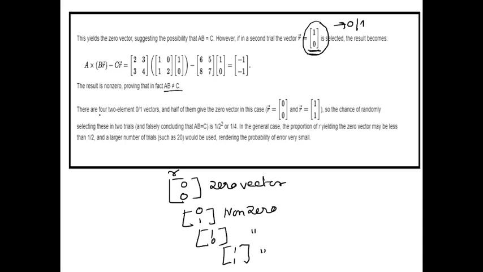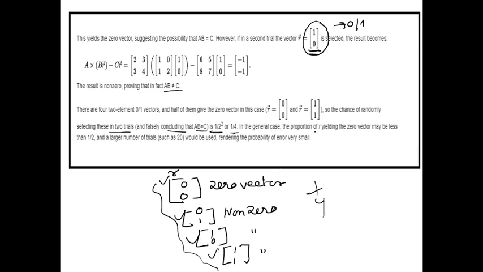So there are 4 two-element 0-1 vectors, and half of them give the 0 vector in this case. R equal to 0 0 and R equal to 1 0. So the chance of randomly selecting these two trials is 1 by 2 square, or 1 by 4. So these 4 options are there, right? The chance of randomly selecting these two trials, concluding that AB equal to C, is 1 by 2 square or 1 by 4, because there are 4 options: first trial, second trial, third trial, fourth trial. 1 by 4 is the probability.